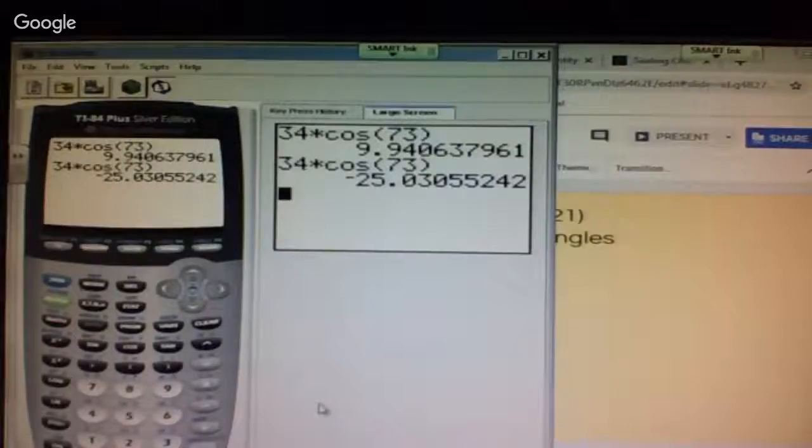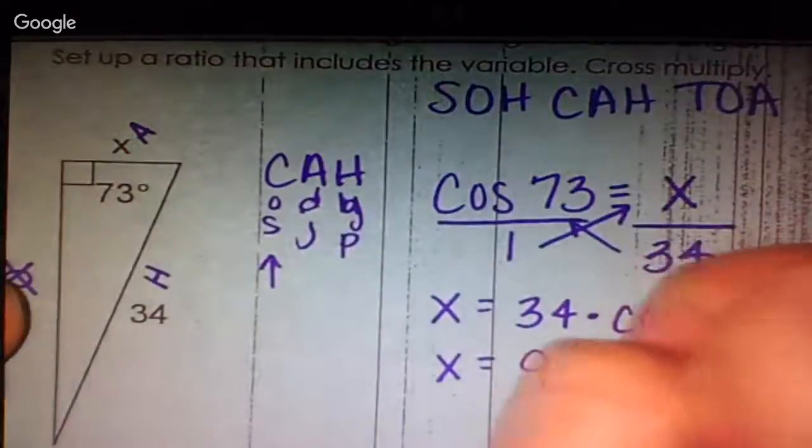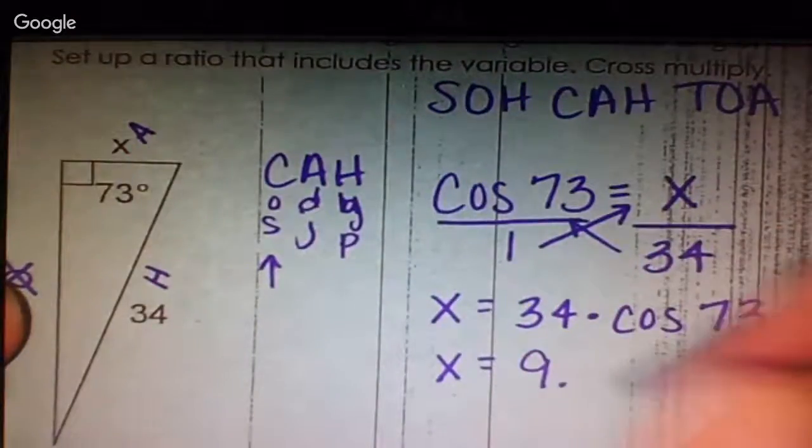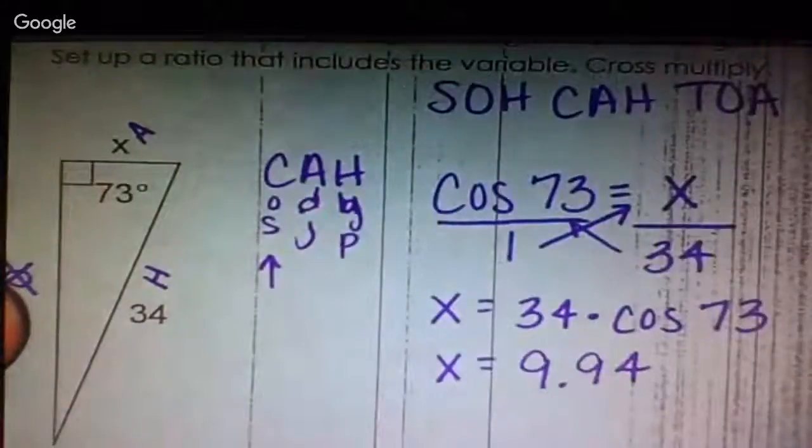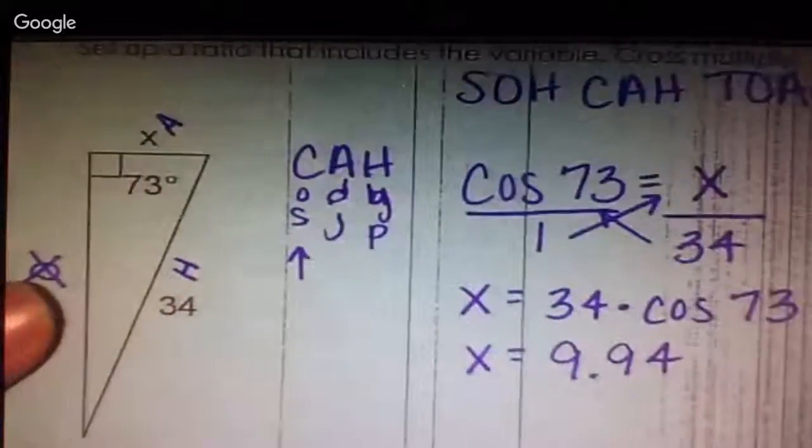So this means that your x value is 9.94. So that means this side of your triangle is 9.94. That's how long it is.